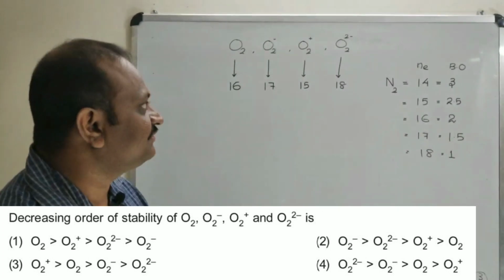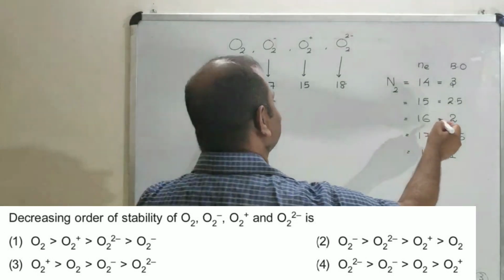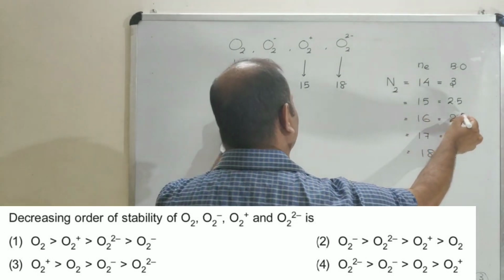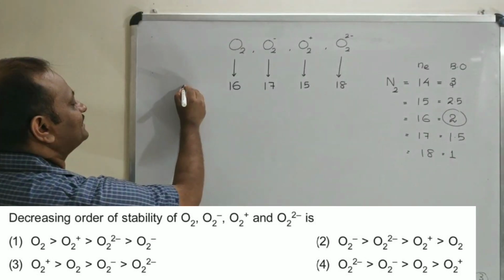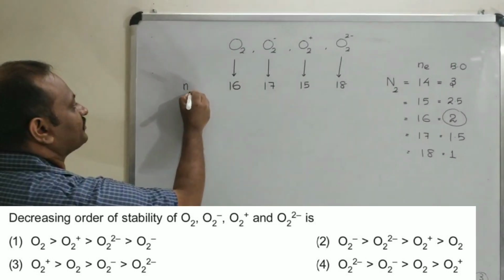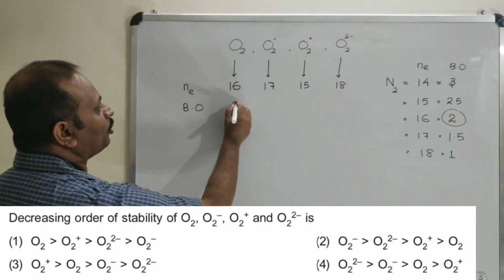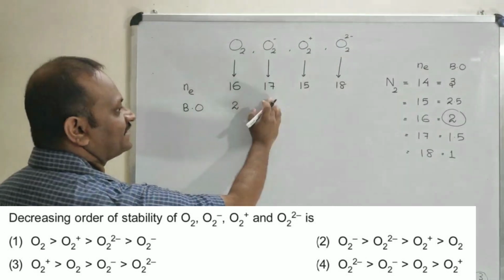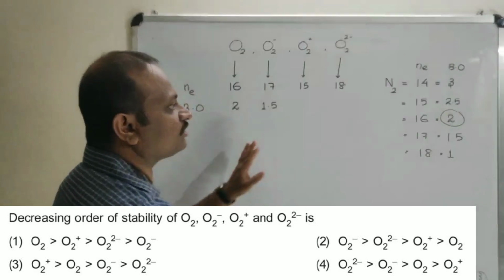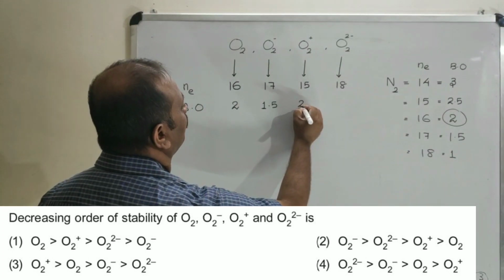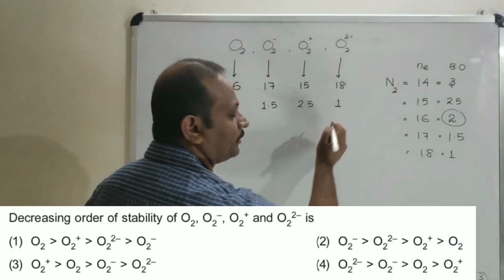So in this question, we have some species with 16 electrons. What is their bond order? When we have 16 electrons, the bond order is 2. So let me write the number of electrons and the bond order. Next case, 17, bond order is 1.5. Next, 15, bond order is 2.5. Next, 18, bond order is 1.